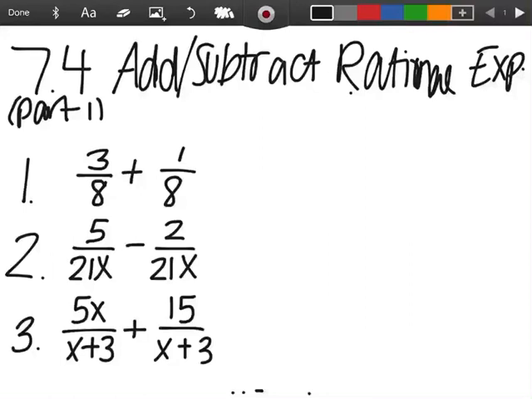Next section is 7.4, which has two parts. The first part is adding and subtracting rational expressions. The second part is something called complex fractions.